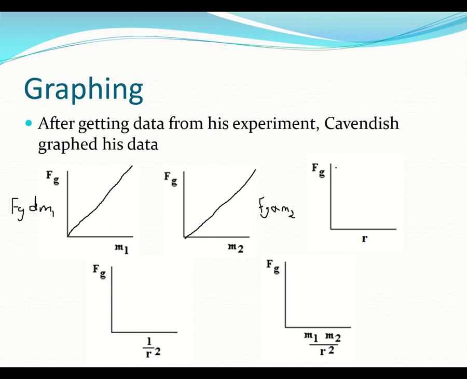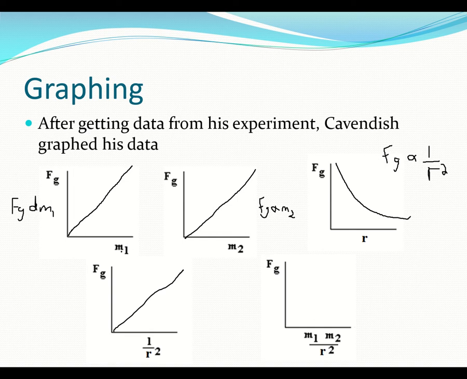And then he graphed his data from Fg versus R, and he got a curve like this. What that tells us is that this type of graph is an inverse graph. So Fg, force of gravity, is inversely proportional to radius. If he just inversed the values, he didn't get a straight line with his graph. So he inverse squared them, and then he got a straight line. That tells him that they have an inverse squared relationship.